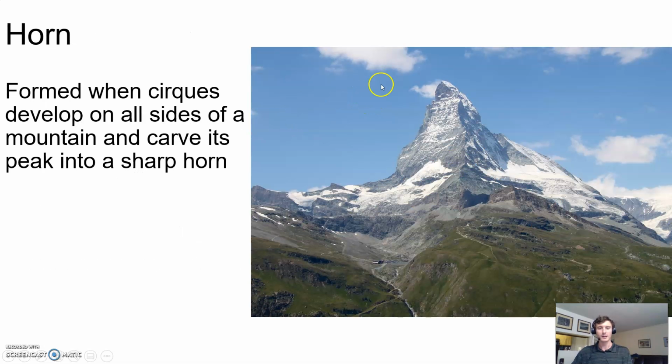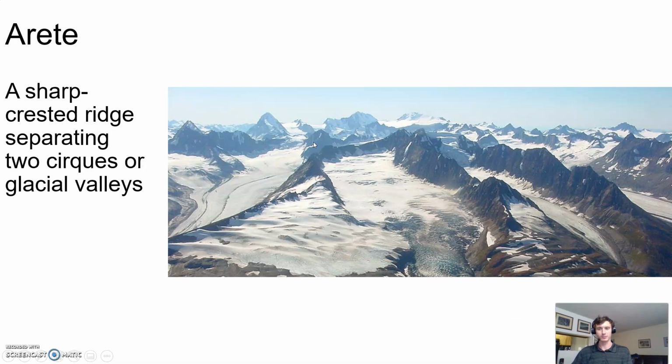We have a horn. So this is a mountain which had cirques on all sides of it, carved out. This side over here, carved out the backside there, carved out this side here, and the result is this really, really sharp horn-shaped body of rock.